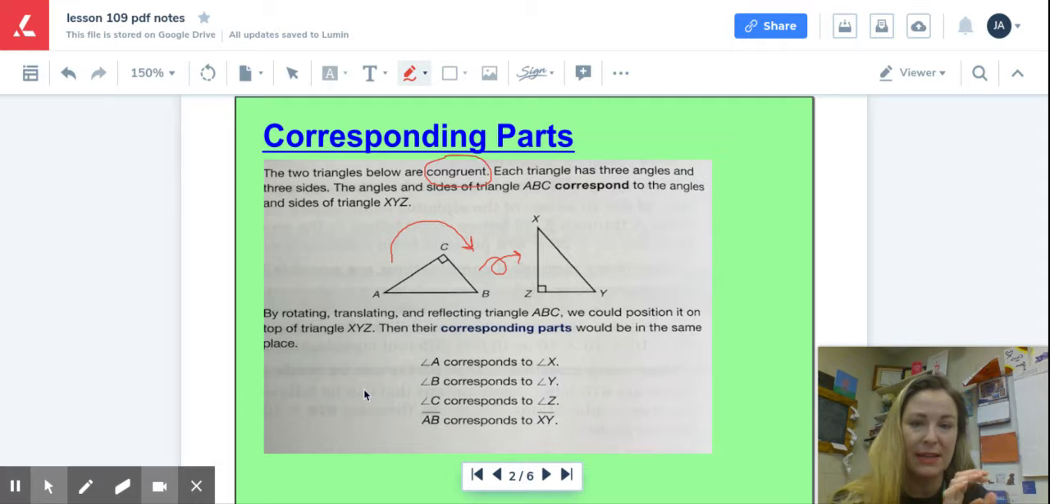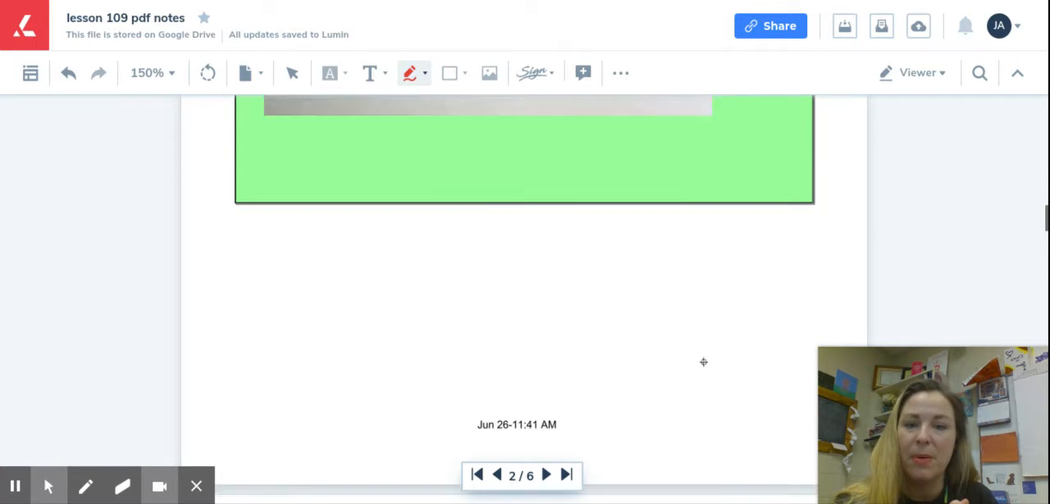So for example, like it says down below, you can see that the corresponding parts would be in the same place. So that's where we see angle A corresponds to angle X, so kind of at the tip here, as well as angle B corresponds to angle Y, so down here, kind of at the base of the hypotenuse, and so forth. So just by moving triangles around, or figures I should say, you can really see where their corresponding parts line up.